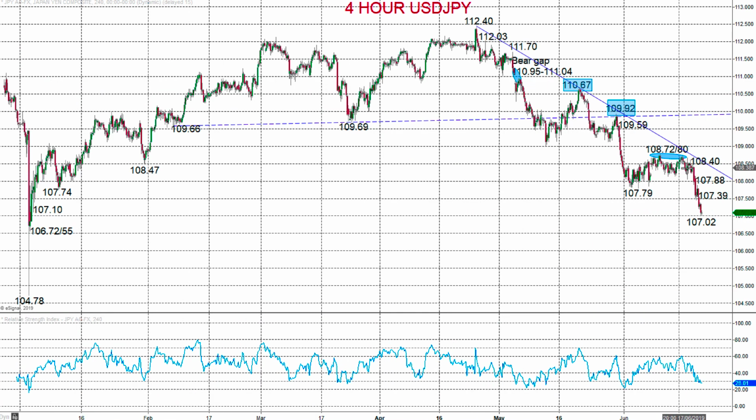And finally, US dollar yen plunging since the Fed, taking out the support lows here, having been in consolidation right throughout June, plunging through 107.79, repeatedly failing in this 108.72 area, respecting the downtrend line that comes all the way from April, and accelerating away from that downtrend line.